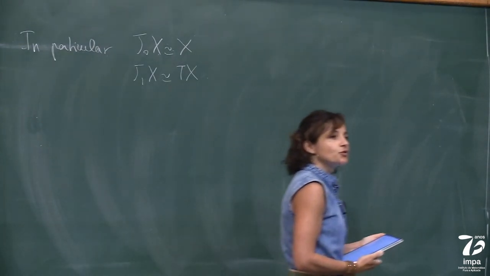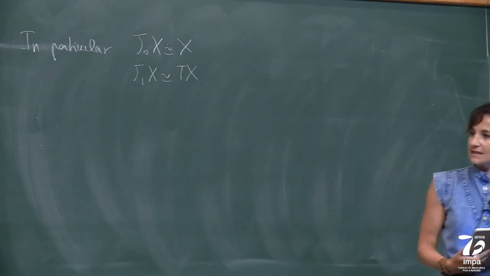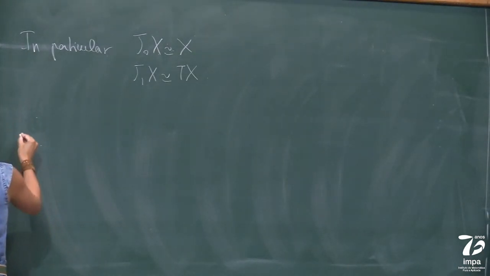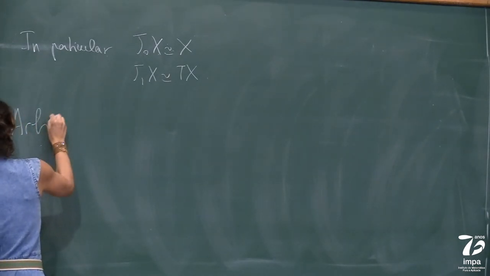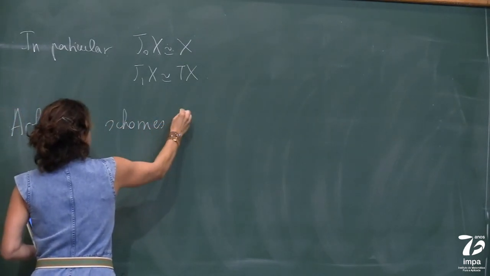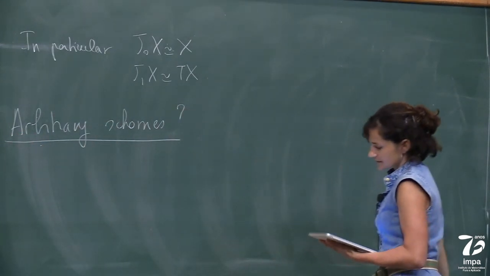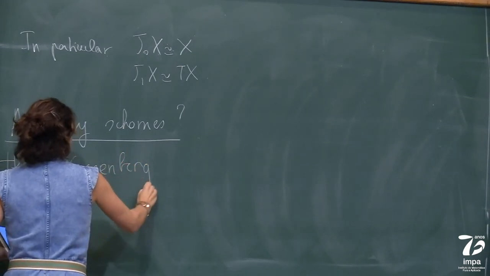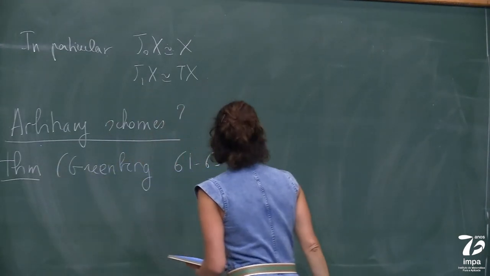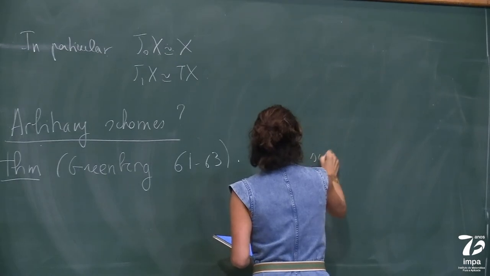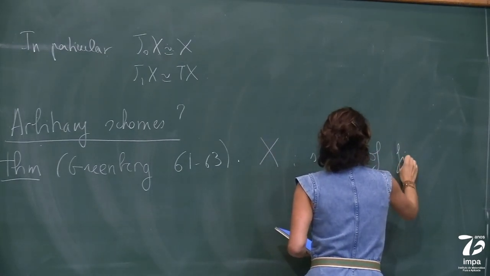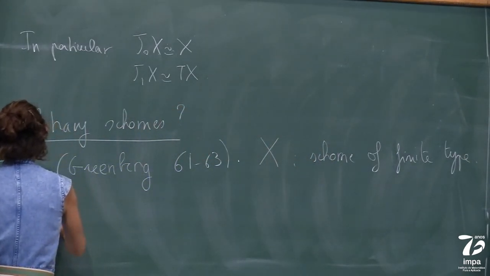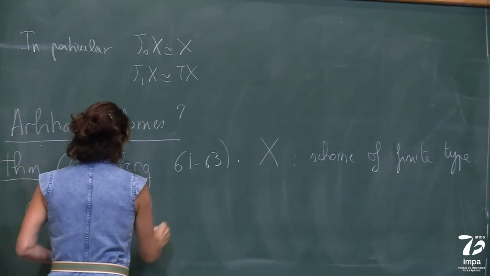OK, so now I would like to say a few words about arbitrary schemes, even if in the lectures I will consider only affine schemes, maybe it's interesting to say a few words about the general construction. So for arbitrary schemes, we have the following result, which is due to Greenberg, I think. Here, X is just a scheme of finite type. Then I state that for m a positive integer, there exists a unique scheme.